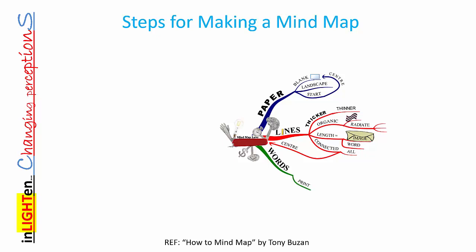Words. We use one keyword per branch. Keywords work well with images to convey information, similar to the way slides work in a presentation. The one word per branch rule may seem restrictive at first.